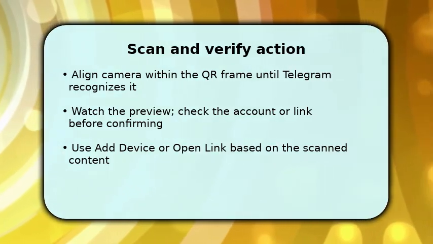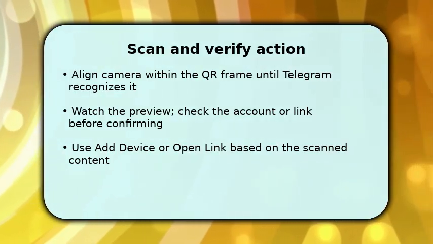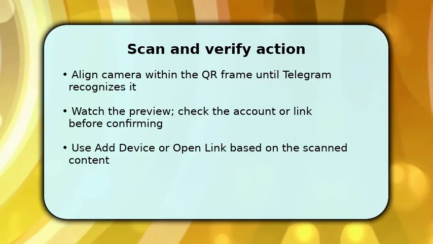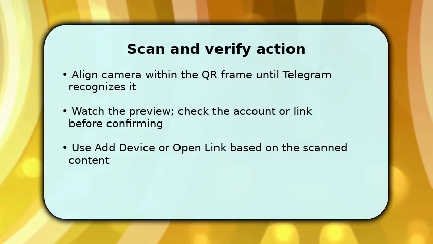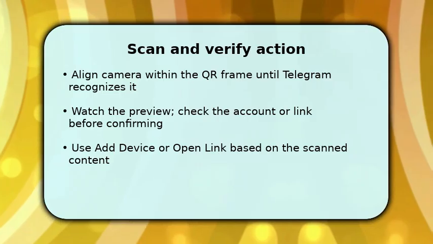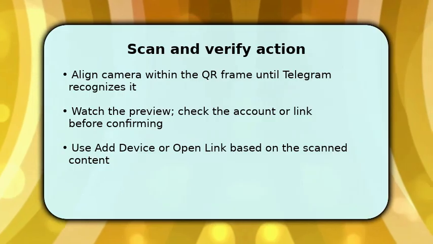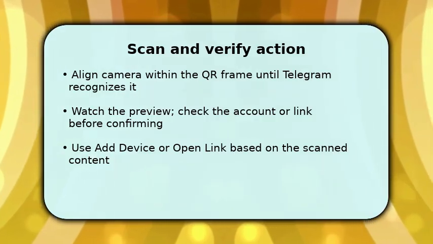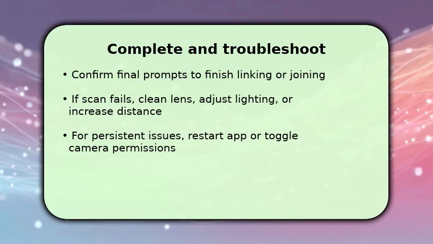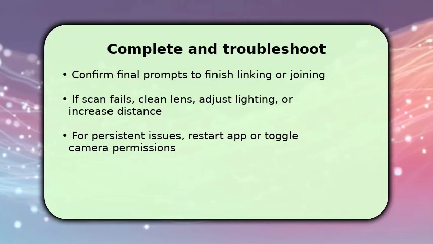If it's a device login, select Authorize and enter the confirmation if prompted. For links or invites, choose Open or Join. Make sure to review permissions or chat visibility before accepting, because confirming completes the connection. Finish by confirming any final prompts so Telegram can complete the requested action, whether linking a device or joining a chat.